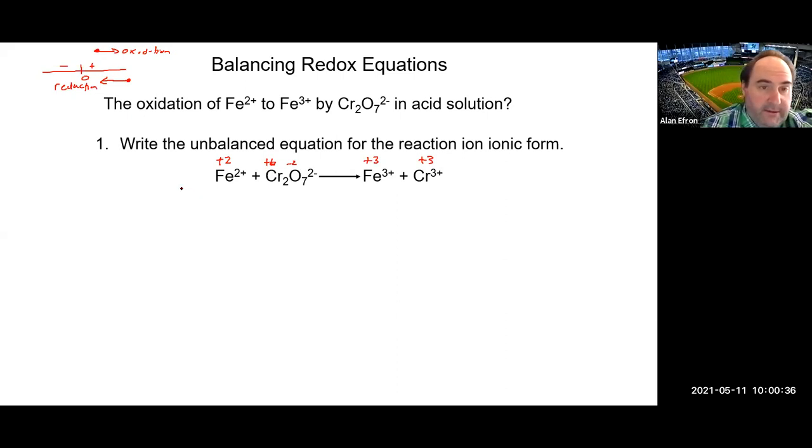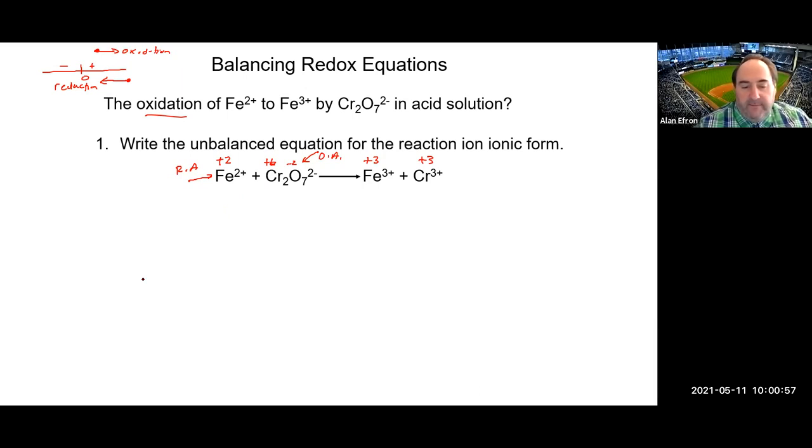So we know that the oxidation, like it said, is the iron. That also means that this iron 2 here would be our reducing agent, right? Because it's going through oxidation. The chromium here would be our oxidizing agent in this case, as it is going through reduction.